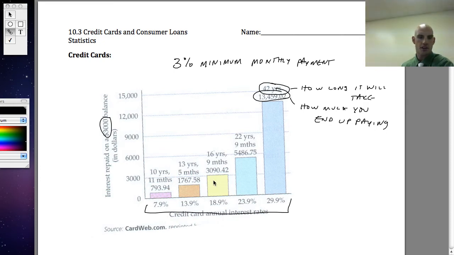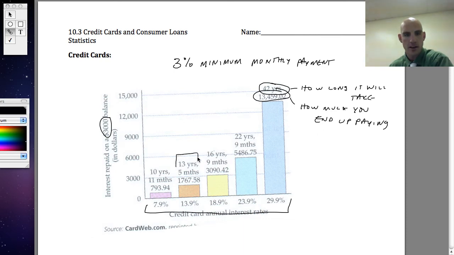So let's look at a couple of different examples. If you have a credit card with a 7.9% interest rate and you pay your minimum 3% balance each month, meaning you don't pay more toward the principal, you just pay that minimum, it's going to take you 10 years and 11 months if you don't charge any extra amount. So you just have that $3,000 and you make the minimum payments. Assuming you don't add to that amount, it will take you 10 years and 11 months, so almost 11 years, and you'll end up paying $793 in interest. That's ridiculous, okay?